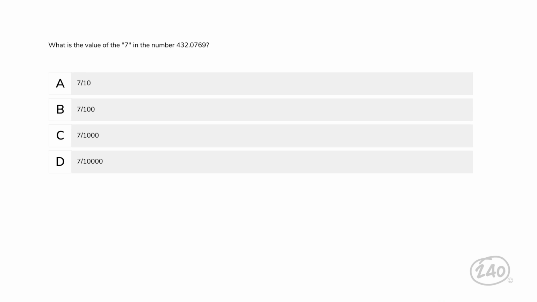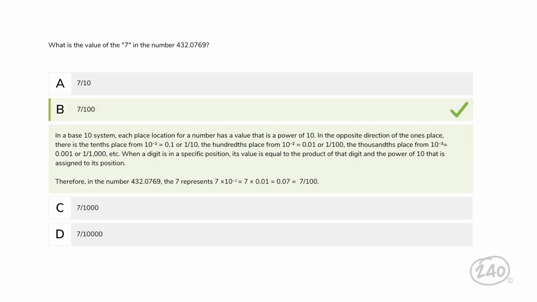Now for some practice questions. Here's one from the place value objective. What is the value of the 7 in the number 432 and 769 10,000ths? The 7 is the second number after the decimal, so it has the value of 7 hundredths, or 7 divided by 100. So this is the correct answer.